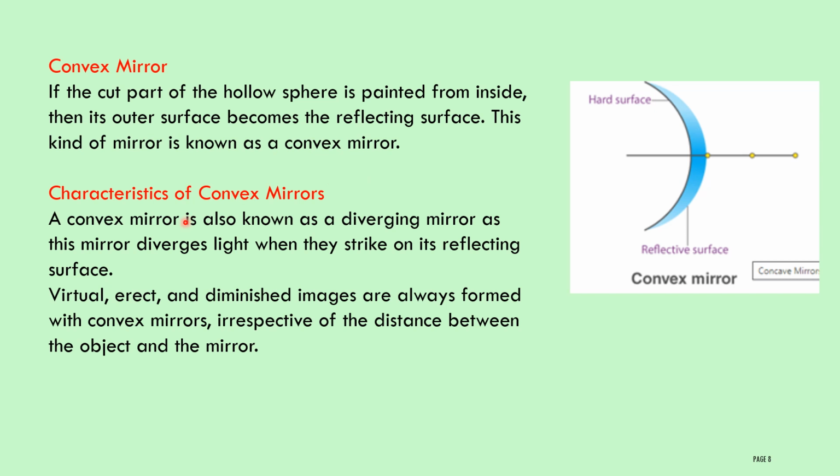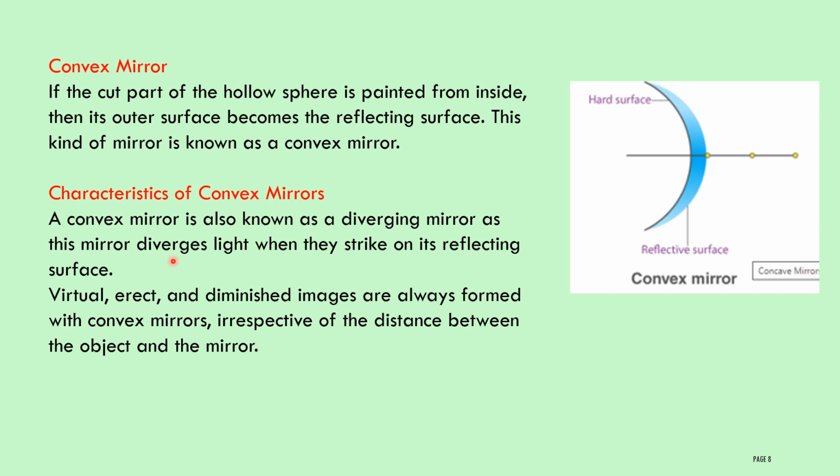Next, characteristics of a convex mirror. A convex mirror is also known as a diverging mirror, as this mirror diverges light when it strikes its reflecting surface. When a parallel beam of light falls on the reflecting surface, then after reflecting, the rays diverge. They will not meet at a single point. If you extend the diverging lines backward, they will meet at a single point. Then you get an image.